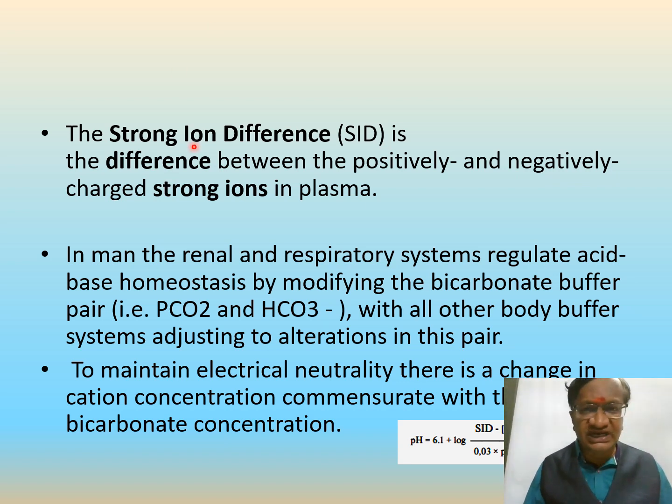Strong ion difference is the difference between positively and negatively charged strong ions. Already I have told about the cation concentration. Now we know pH is 6.1 plus SID minus ATOT divided by 0.03 into PCO2. Previous pH was only bicarb by carbonic acid. Now we see SID minus ATOT. This is the difference between the strong ion induced pH and the previous bicarb Henderson-Hasselbalch.